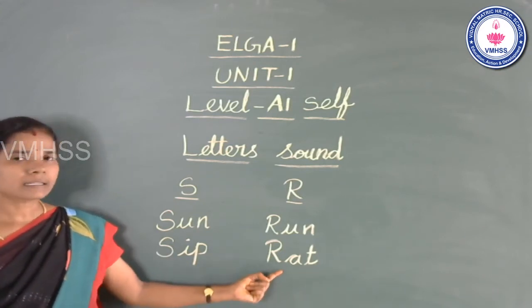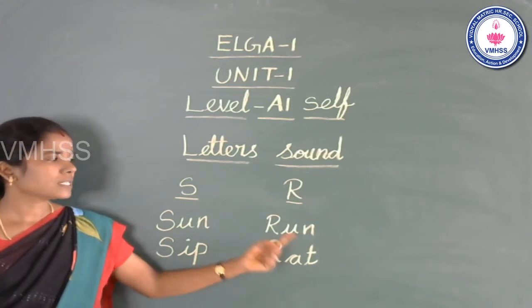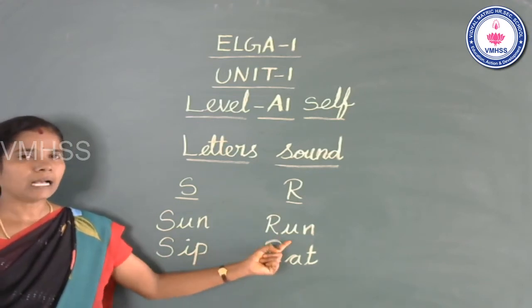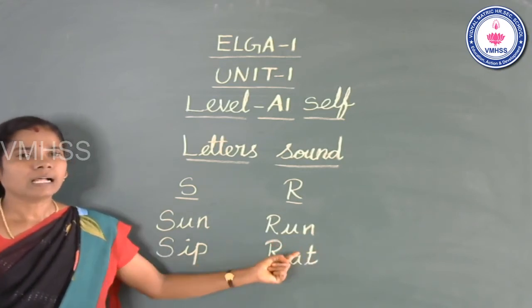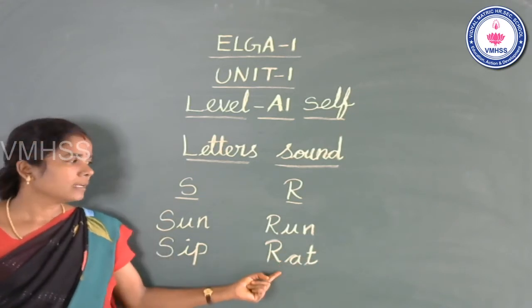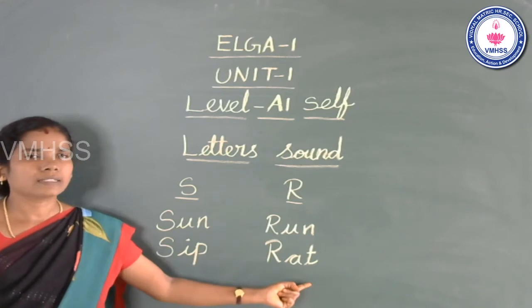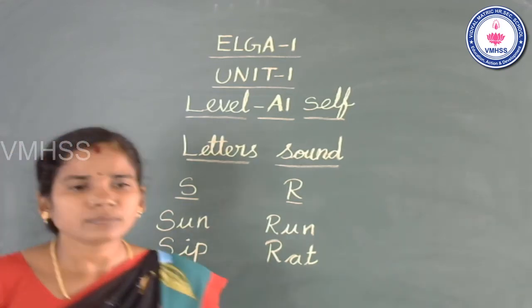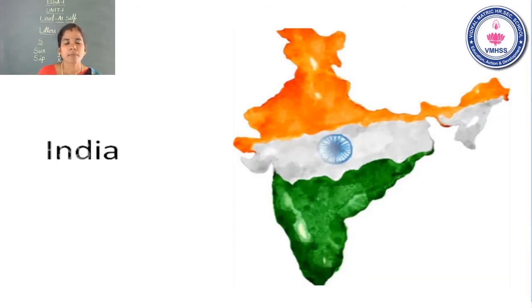Rat. Next one. R-A-T. Rat. Children, see this line. Next, E sound words.